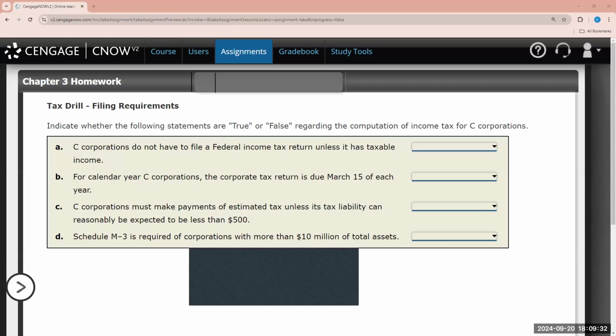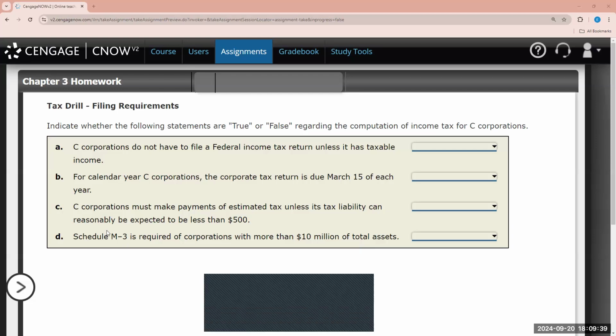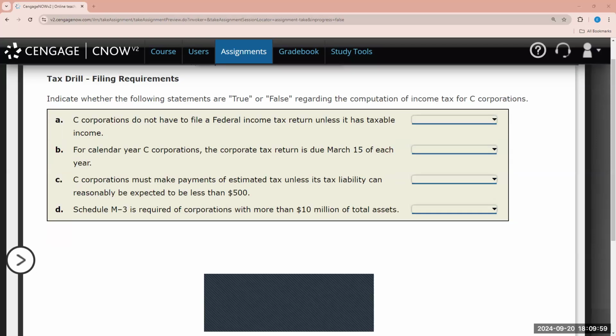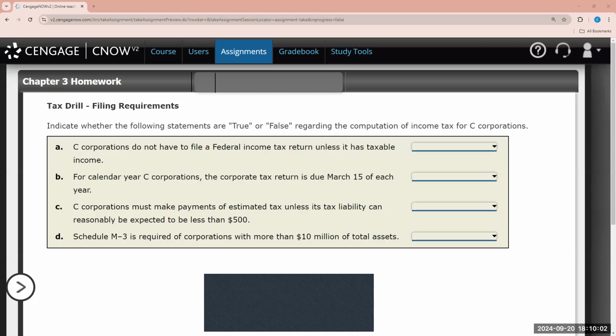So we'll look at a few questions from Chapter 3. This problem here asks to indicate whether the following statements are true or false regarding the computation of income tax for C corporations. All right, so here it's asking about A, which states C corporations do not have to file a federal income tax return unless it has taxable income. So this is actually false.